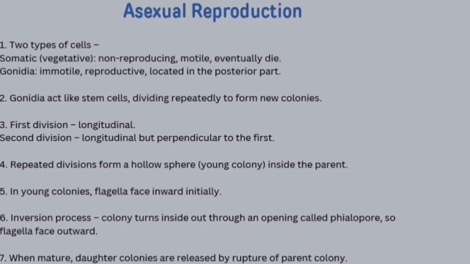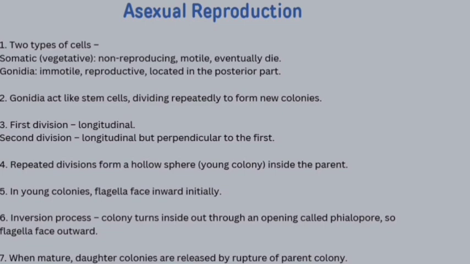So, in asexual reproduction, there are two types of cells. First one is somatic cells, also known as vegetative cells, that are non-reproducing and motile. Eventually, they die, and gonidia are the immotile reproductive cells located in the posterior part. So gonidia act like stem cells, meaning the place from where new cells are always generated, and they start dividing repeatedly to form new colonies.